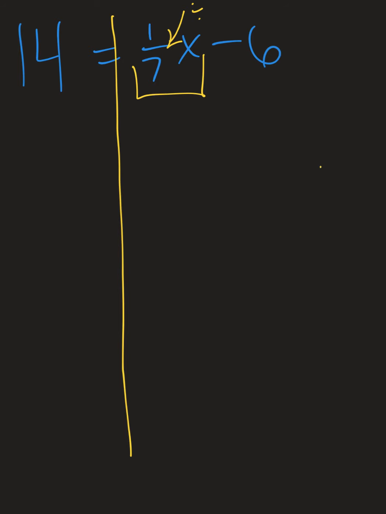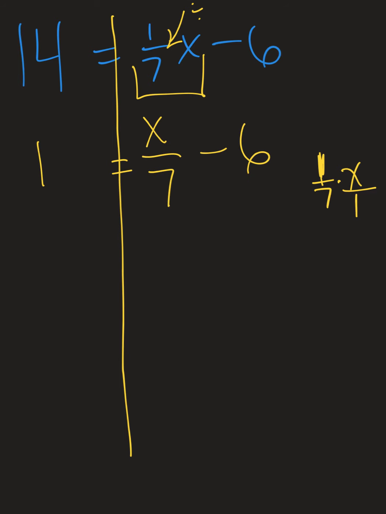And 1/7 is being multiplied times x, right? So I could write 1/7 times x over 1. In other words, x over 7 minus 6 is equal to this 14. If it is easier for you to recognize that this is division by actually multiplying that variable times the fraction in front of it, please feel free to do so. So again, I'm going to use my SADMAG, right?